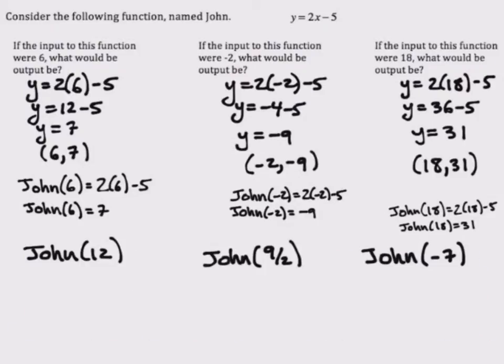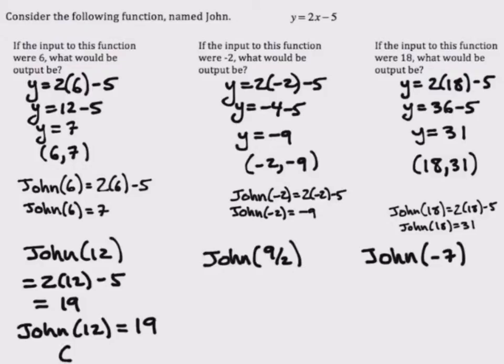So now below we're asked, please find the output when the rule John is applied to the input 12, or we could similarly call this John of 12. And all we do is we substitute 12 in for our input variable and evaluate. So John evaluated at 12, or John of 12, would simply be 2 times 12 minus 5, or 19. And we would end up with John of 12, or the rule John when applied to the input 12, gives an output of 19. And we could write it as an ordered pair as well.